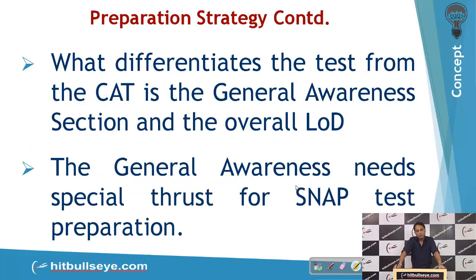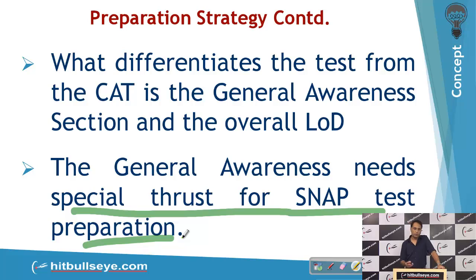What differentiates SNAP from the CAT is the general awareness section and the overall LOD, the overall level of difficulty. One has seen that the general awareness section is missing in the CAT paper, and the overall level of difficulty is on the higher side in the CAT as compared to SNAP. The general awareness needs special thrust for SNAP test preparation. So those of you who've been preparing for CAT, you are already prepared with respect to the quant, verbal and logical elements of the test. The only component which needs special care and focus is the general awareness section, where you need to read aggressively on static and current components of the section.